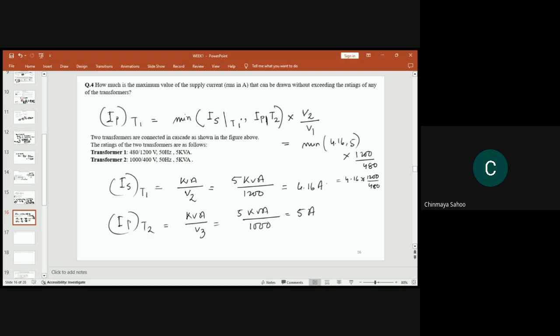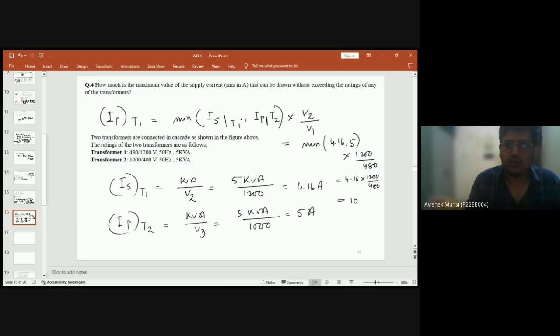Sir, I am not able to understand, sir. So this will be 10.416 amp. Those who got the answer 10.416, it is correct. Who said that? I didn't understand it.